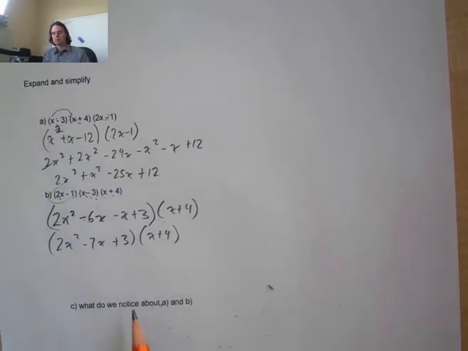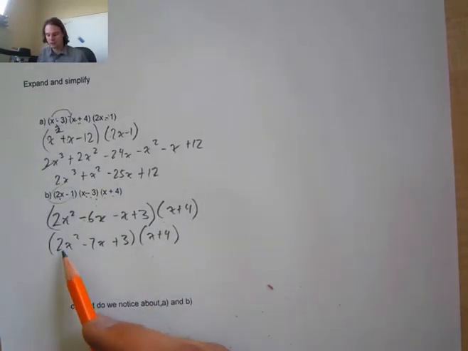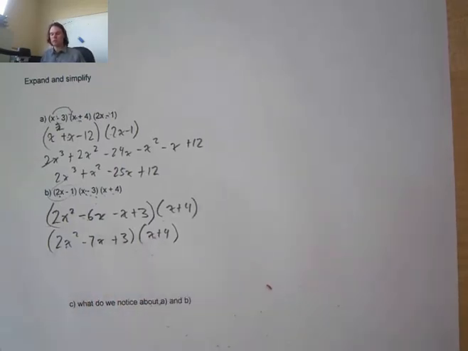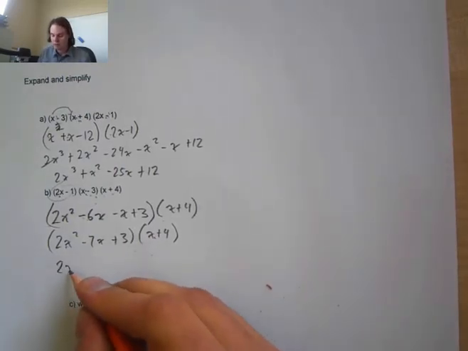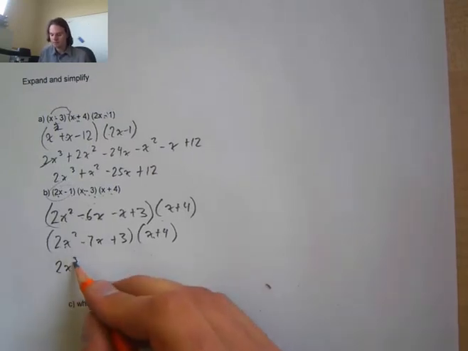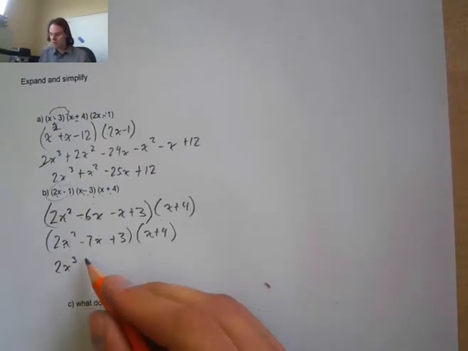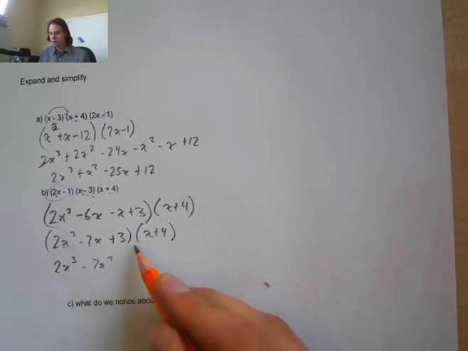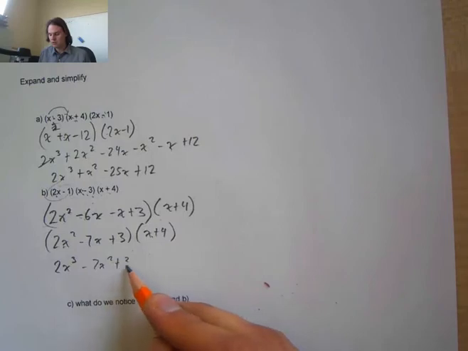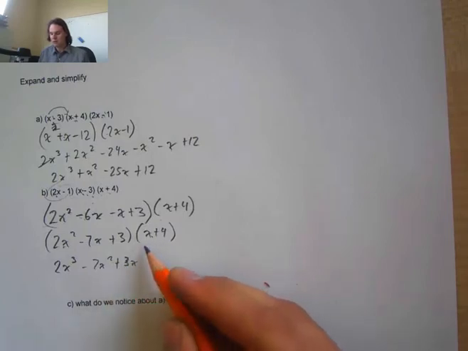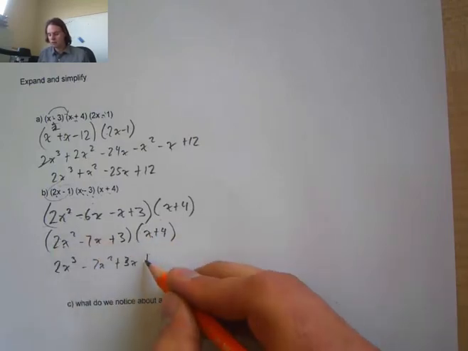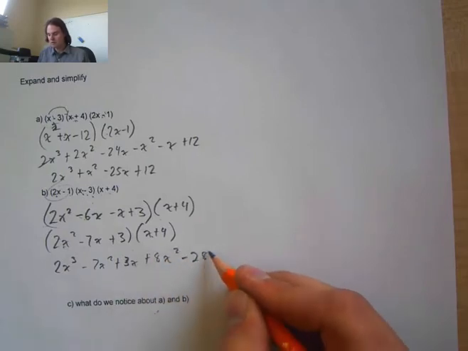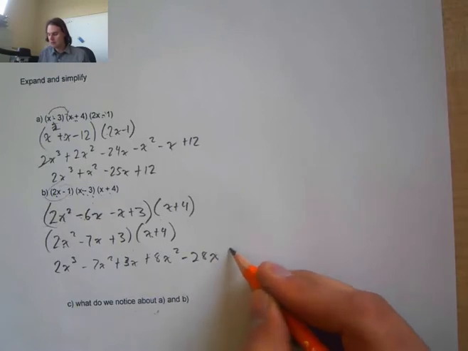Now, let's take a look at this. I'm going to have 2x multiplied by that, which is 2x to the power of 3. And then we're going to have minus 7x squared plus 3x. And then we have to multiply all this by 4. Plus 8x squared minus 28x, and then plus 12.